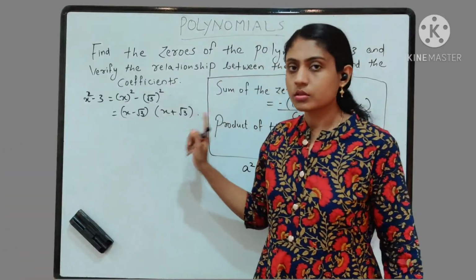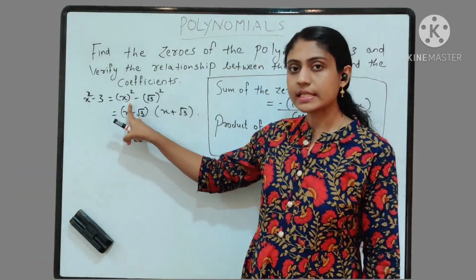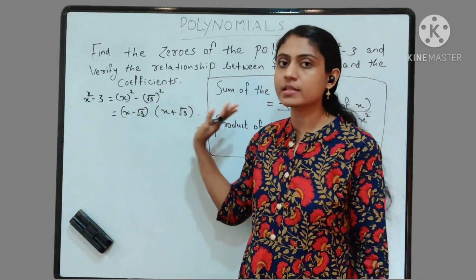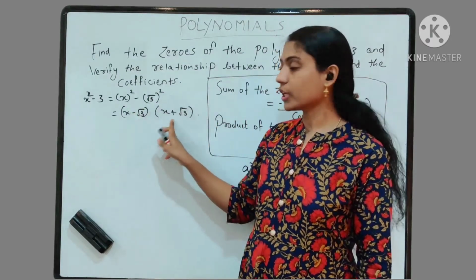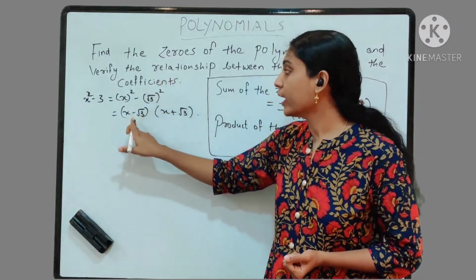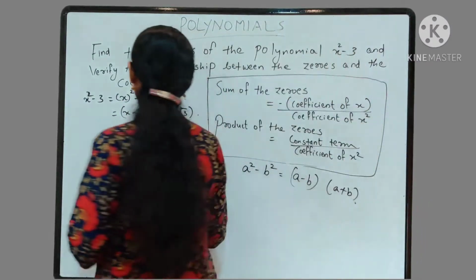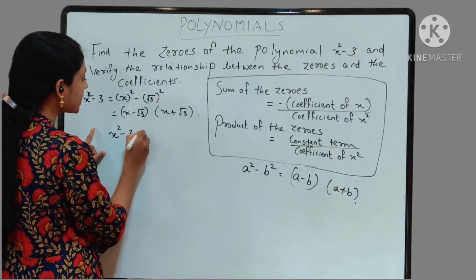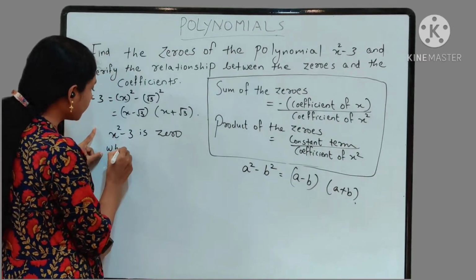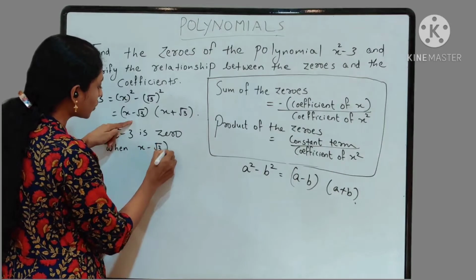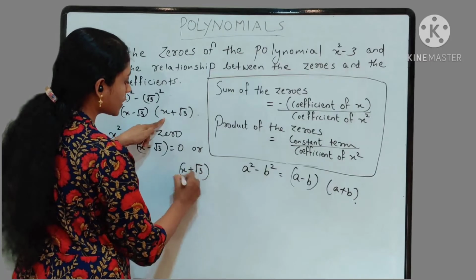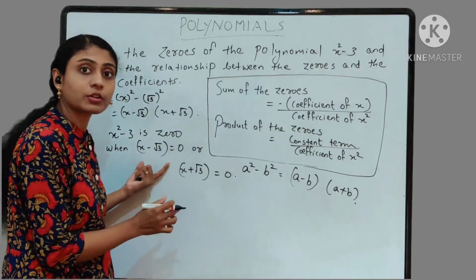Got it? So once again, friends, x square minus 3 can be written as x the whole square minus root 3 the whole square, which is of the form a square minus b square, and that is a minus b into a plus b, which is x minus root 3 into x plus root 3. Now x square minus 3 is equal to 0 when either of these is equal to 0. So from this we can find the value of x, right?